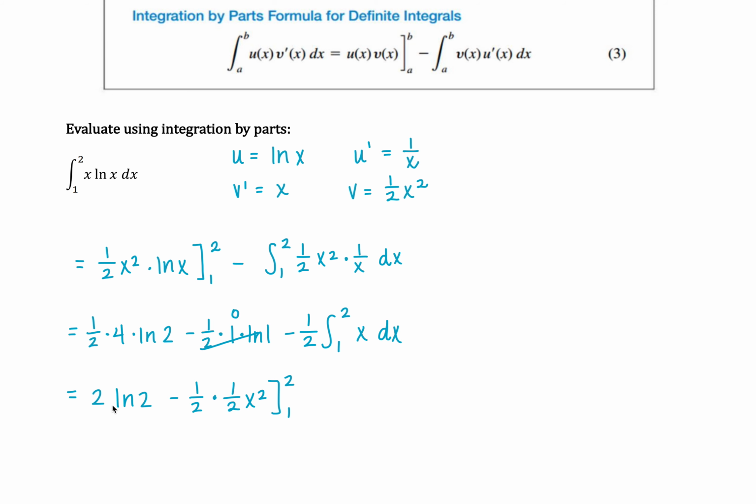So almost done. 2 times the natural log of 2 is the same thing as the natural log of 2 to the second power. Then I've got minus 1/4 times 2 squared, which is 4, minus 1 squared, which is 1. So that's going to be the natural log of 4 minus 1/4 times 3, so minus 3/4. And that's all done.